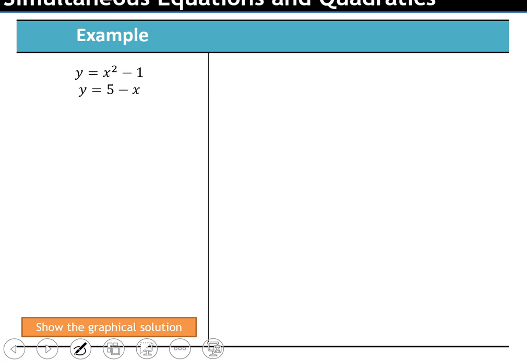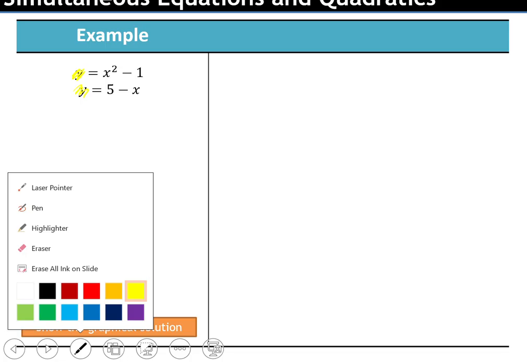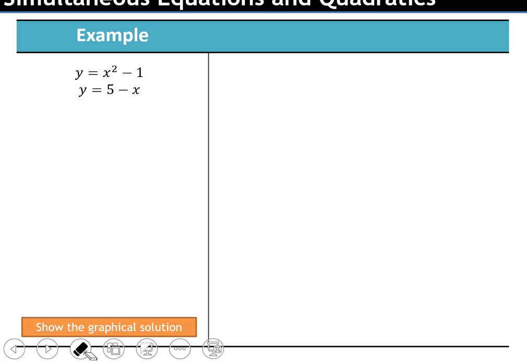Let's have a look. Now, first thing we're going to be doing is we're going to use the rule that you've used before of substitution. That means because we both know that this area here is equal to y, we're going to make them equal. So that means I'm going to say that x squared take away 1 is equal to 5 take away x.